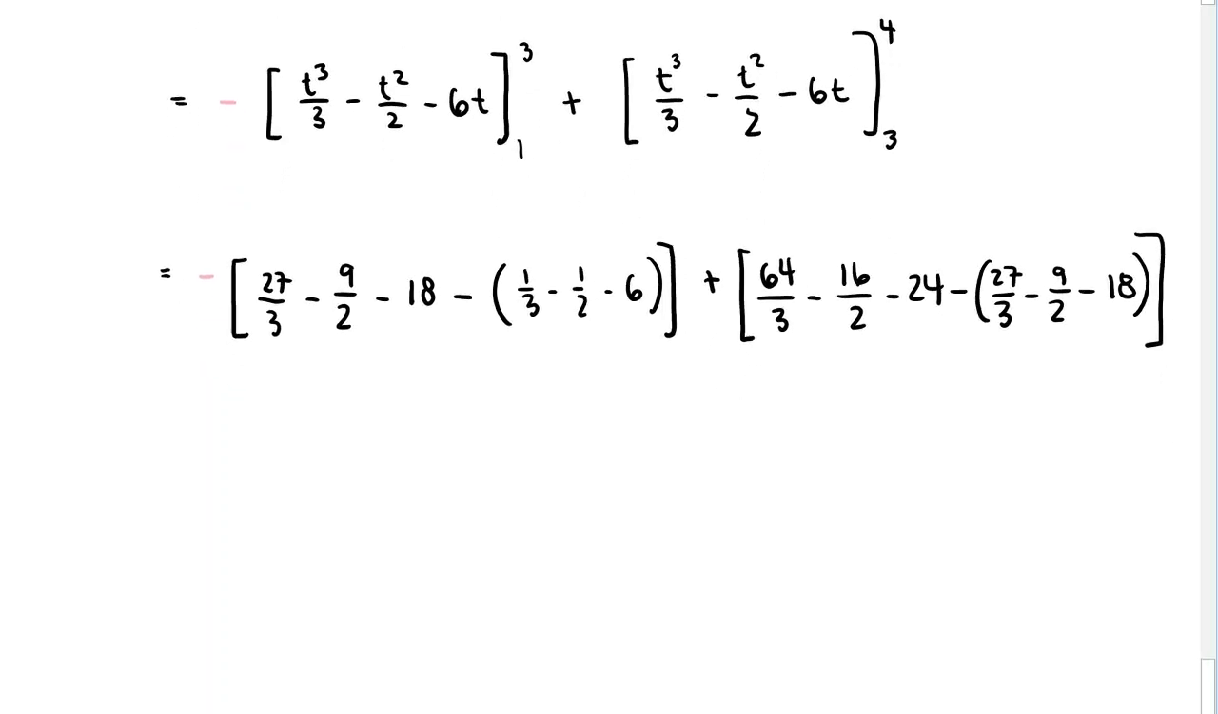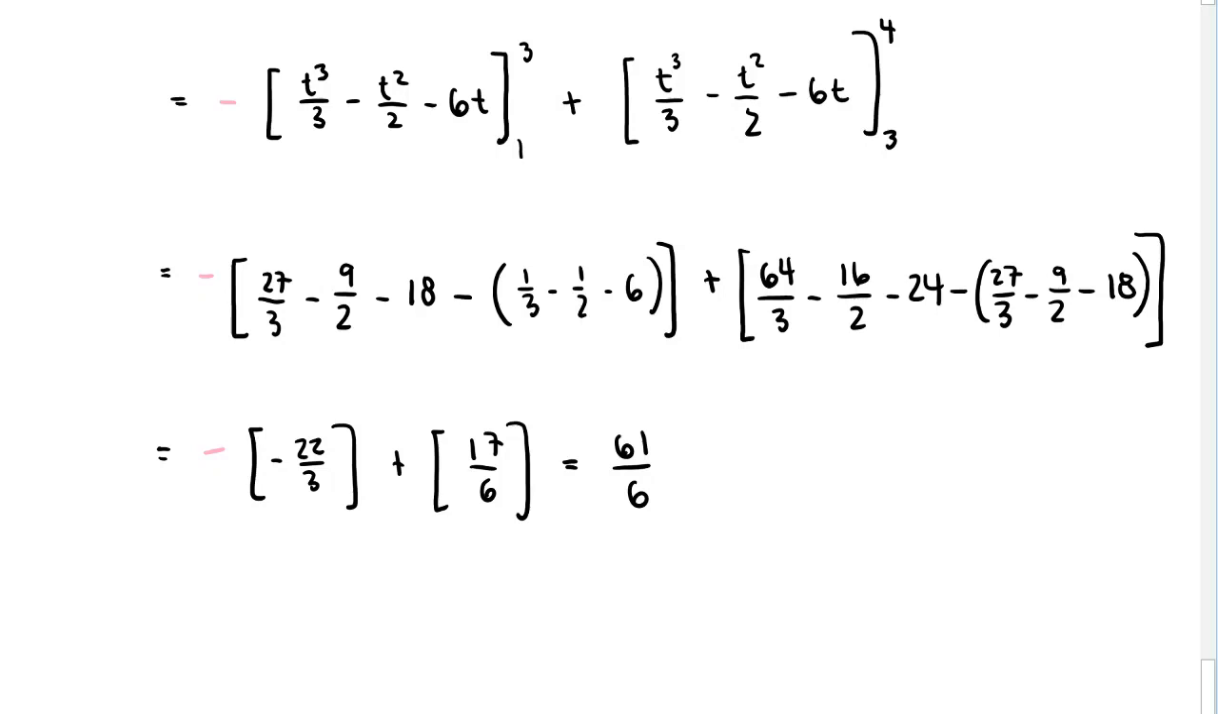And I've worked this out already. This gives us negative, and the negative portion of the graph is negative 22 over 3. The positive portion of the graph gives us 17 over 6. And so the negative of the negative area would add on area, giving us 61 over 6. So this is telling us the total distance the particle traveled over this interval from 1 to 4. And we see that it's a little bit more than 10 meters.